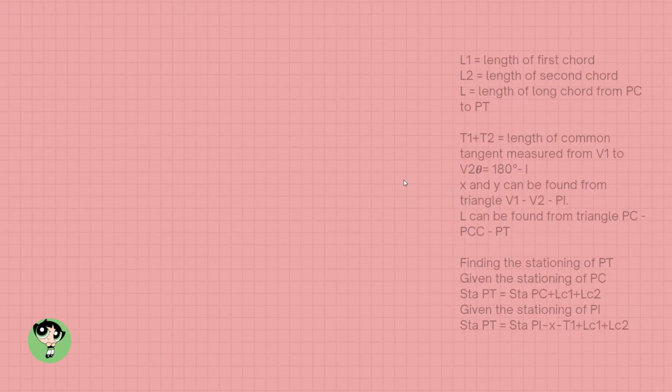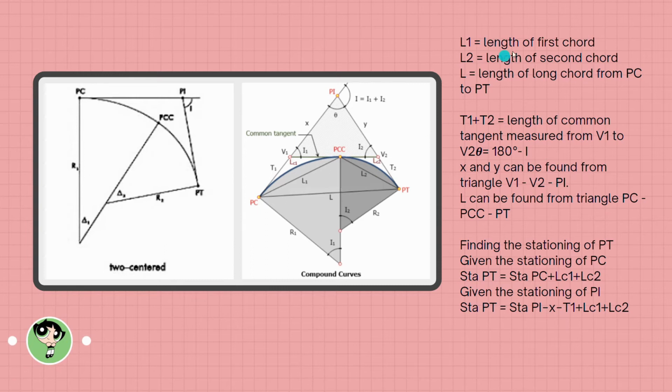So moving on, we have L1, the length of the first chord, L2, the length of the second chord, and the length of the long chord from PC to PT. So where is our chord located? Our chord is this, this, and this. So L1 is the length of the first chord, this part. L2 is the length of the second chord.